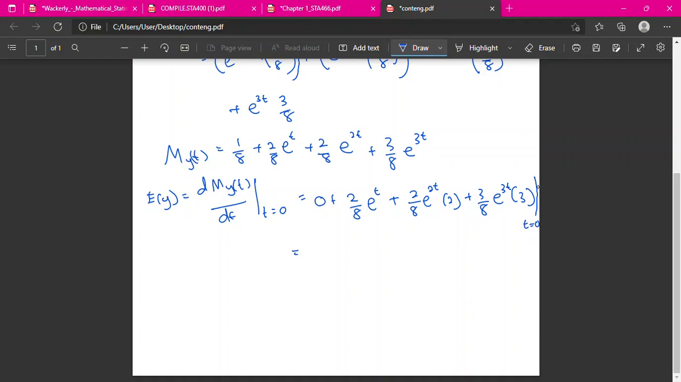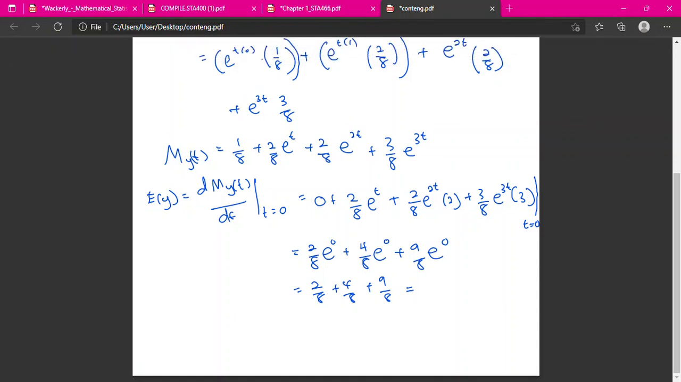So apa you akan dapat adalah 2 over 8 e power of 0 plus 4 over 8 e power of 0 kan, so 2 multiply 0 akan dapat 0 lah, plus 9 over 8 e power of 0 juga. So apa yang you dapat adalah 2 over 8 plus 4 over 8 plus 9 over 8. So when we calculate this value, you akan dapatlah expected of y. So it will be 15 over 8. Okay.